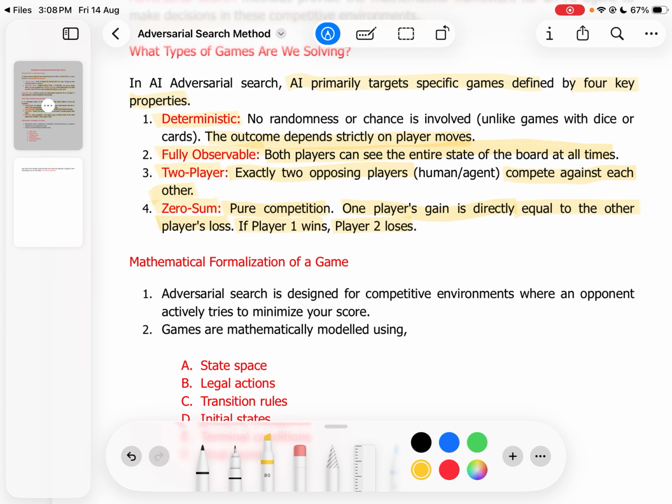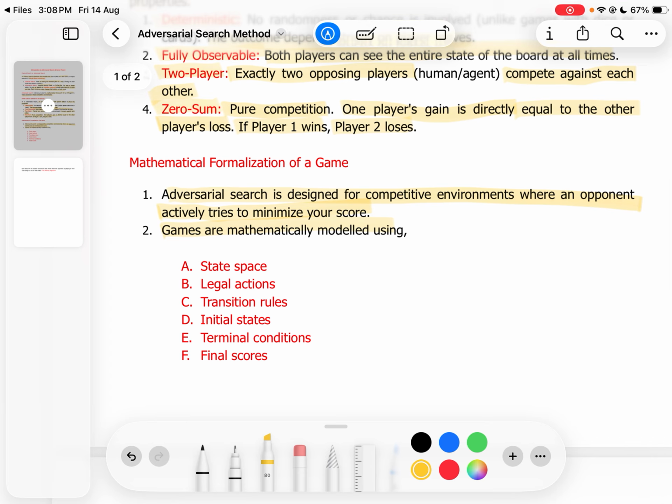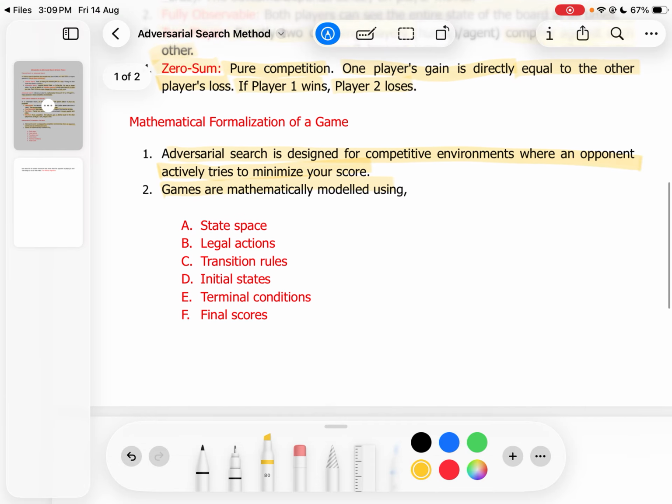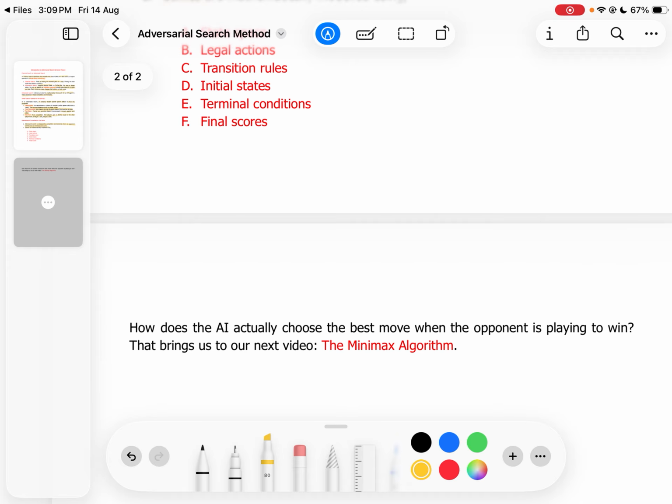As I explained in the previous video, any AI search involves mathematical formalization. Here, how does it do this? Adversarial search is designed for competitive environments where an opponent actually tries to minimize your score. Games are mathematically modeled using state space, legal actions, transition rules, initial states, terminal conditions, and final scores. Okay, we'll see all these in detail in coming videos. How does it actually do it? It uses the Minimax algorithm. You will learn a lot about the Minimax algorithm also, how it actually implements it.